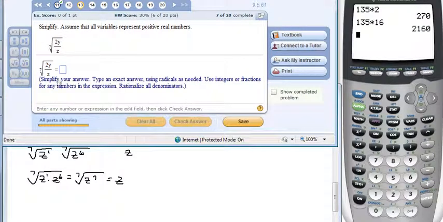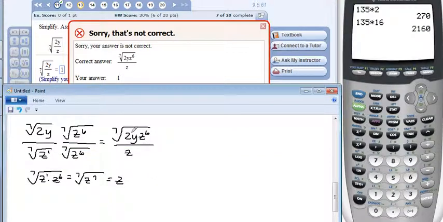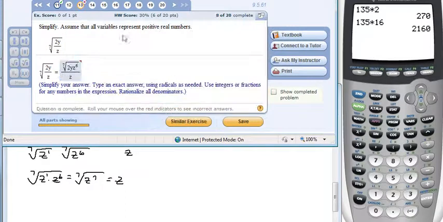Okay? Should we check it? Should we check it the lazy way? I love checking it the lazy way. Where's my answer? 7th root, 2y, z to the 6th over z. Perfect. Makes it look like we're not doing a whole lot here.